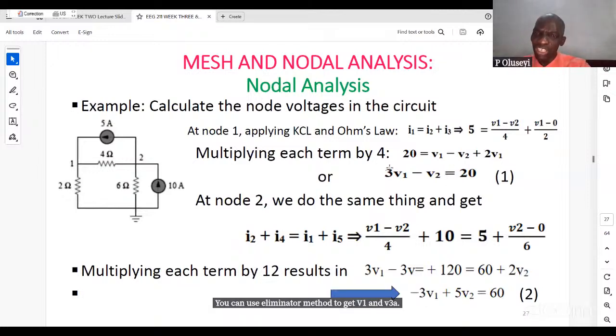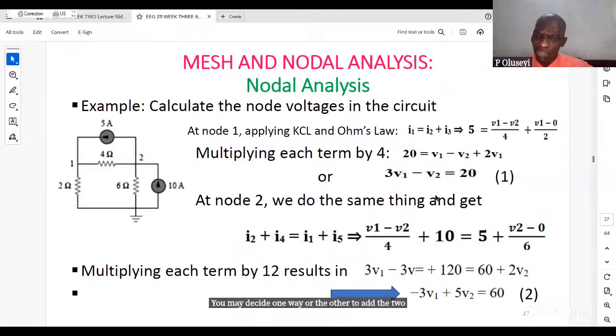In the elimination method, you may decide that 3V1 minus V2 equals 20, and minus 3V1 plus 5V2 equals 60. You already have equal values as your terms. On the account of this, you may decide to just add the two of them. One is minus 3V1, the other one is plus 3V1. You may decide one way or the other to add the two of them.